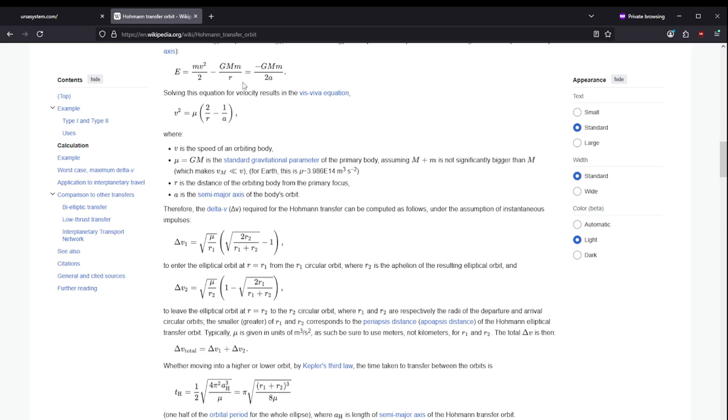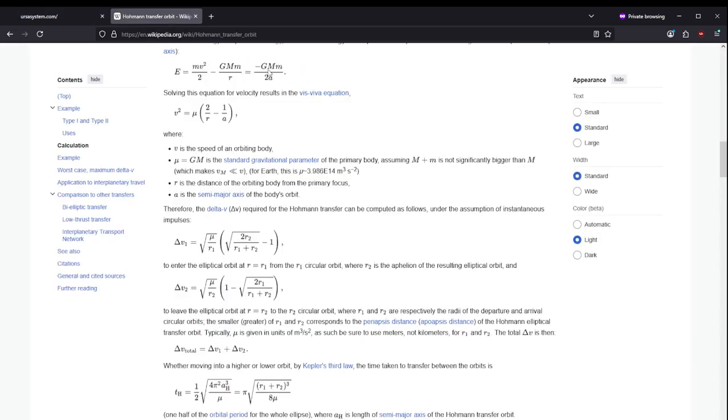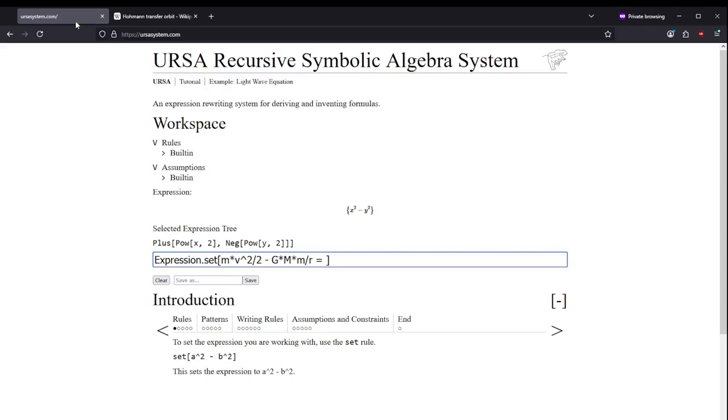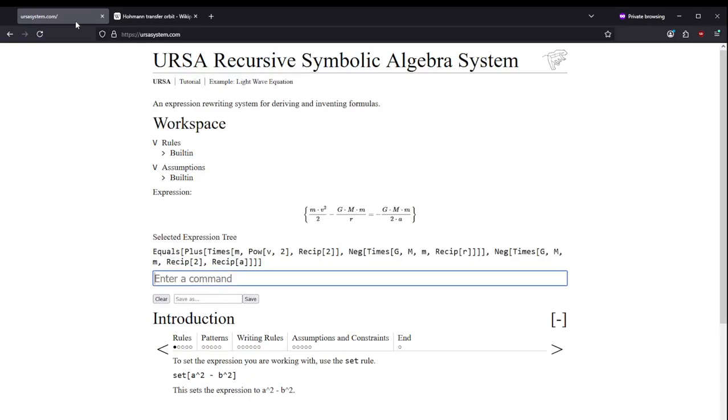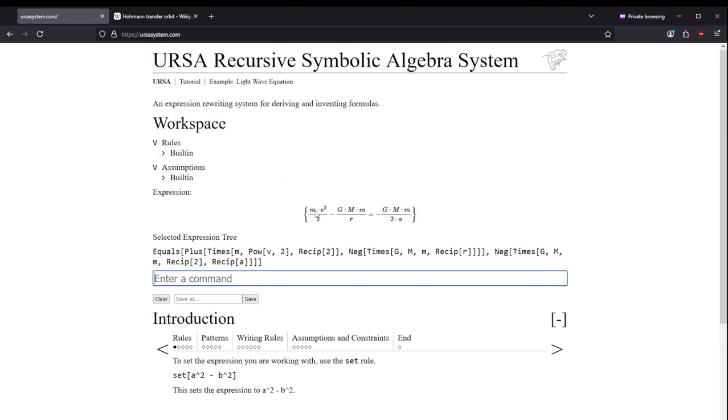And this equation could be derived from something prior to it. I'm not doing that here. You've got to start somewhere, and I'm starting here. So, minus G times big M times little m over r equals negative G times big M times little m over 2a. So we're starting here, and we want to derive this equation. So we're going to need to isolate the v squared on the left-hand side.